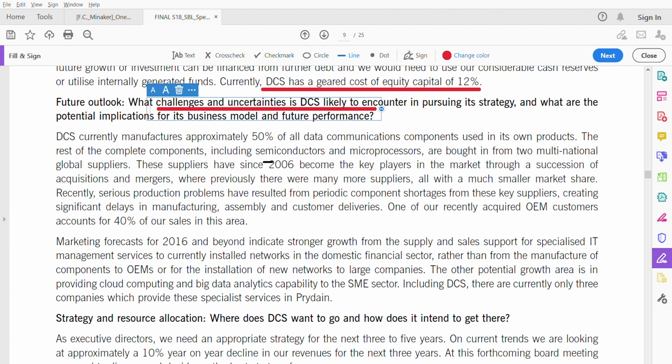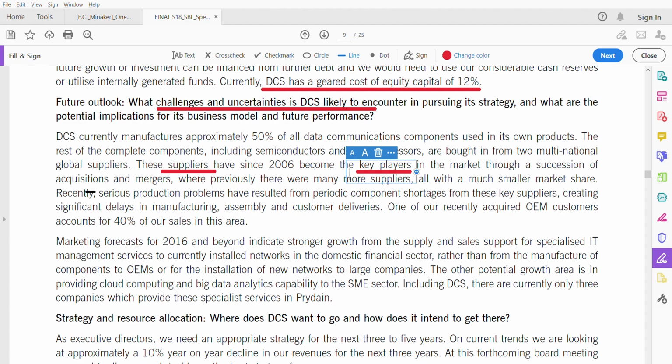So suppliers are the key players. Previously there have been more, but now there are just two global suppliers on which they are reliant. Okay. Recently, serious production problems have resulted from periodic component shortages from this key supplier. So because they are relying on only two key suppliers, there are periodic component shortages, creating significant delays in manufacturing, assembly, and customer deliveries.